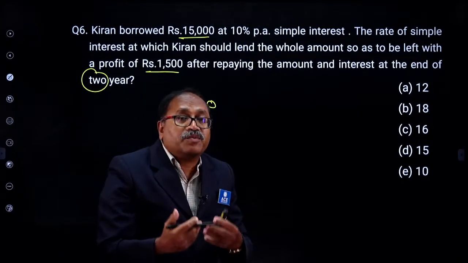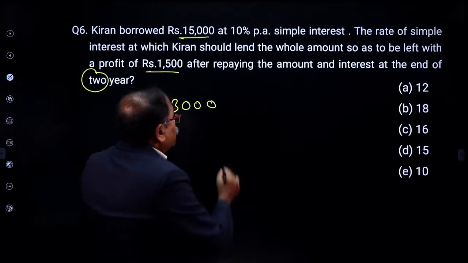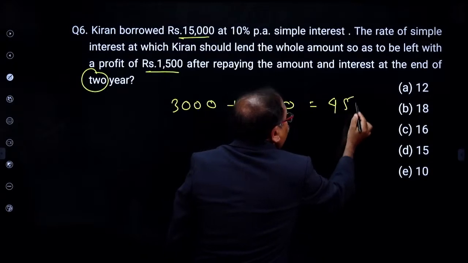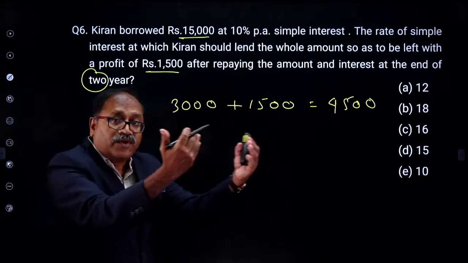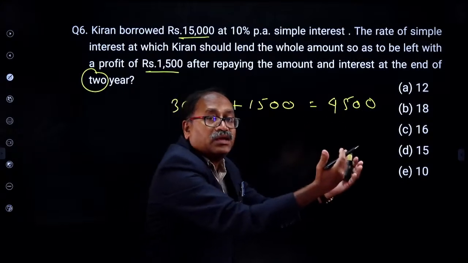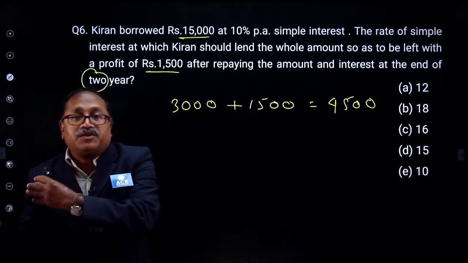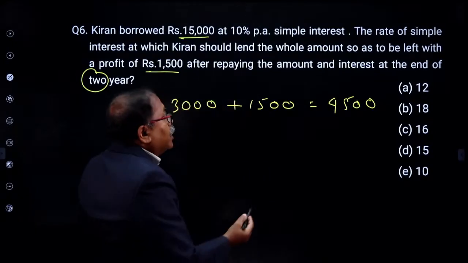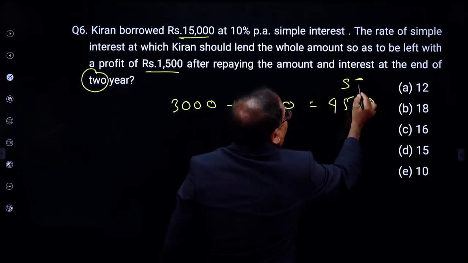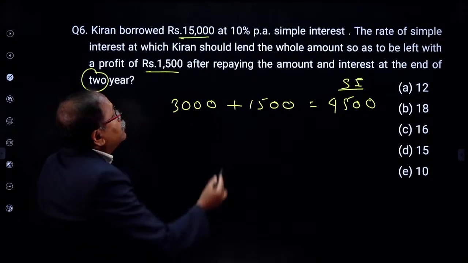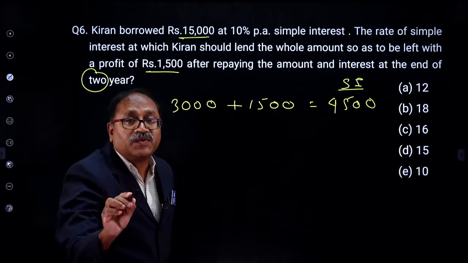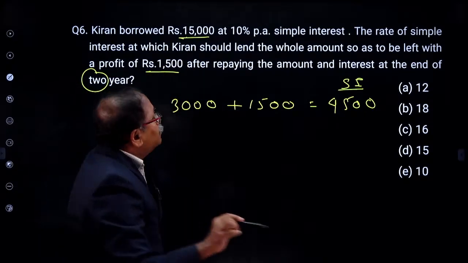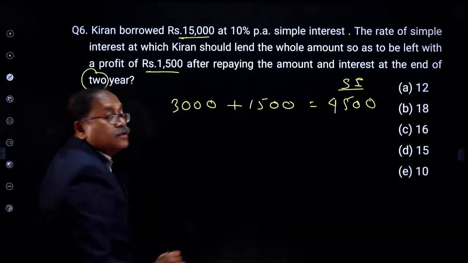But he wants to make a profit of 1,500, so that means he should earn 1,500 more. That means he should receive 4,500 from where he gave the loan. Then only he will pay 3,000 and he will be left with 1,500 profit. So now I got this as a simple interest. I don't know the rate of interest. That is what I need to work out. I know the principal, that is 15,000, and I know the time, which is 2 years.